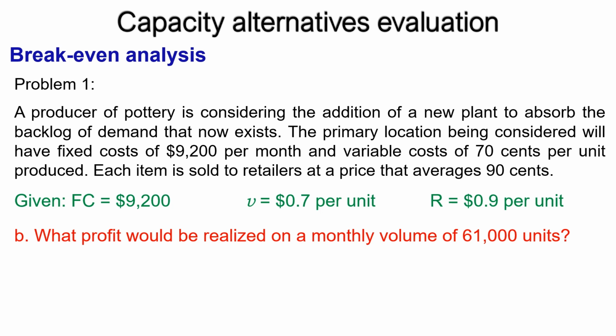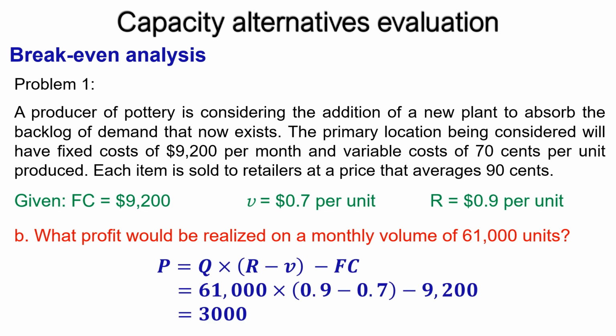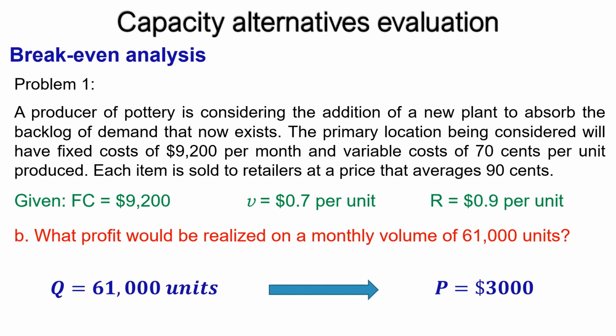The second question is to calculate the profit if the monthly production volume is 61,000 units. Substitute in this formula by the given values. P equals 61,000 multiplied by (0.9 minus 0.7) all minus 9,200 equals 3,000. So, the profit corresponding to a monthly production volume of 61,000 units is $3,000.